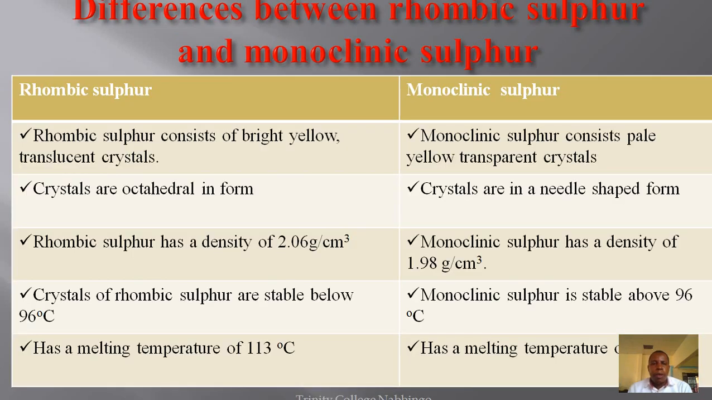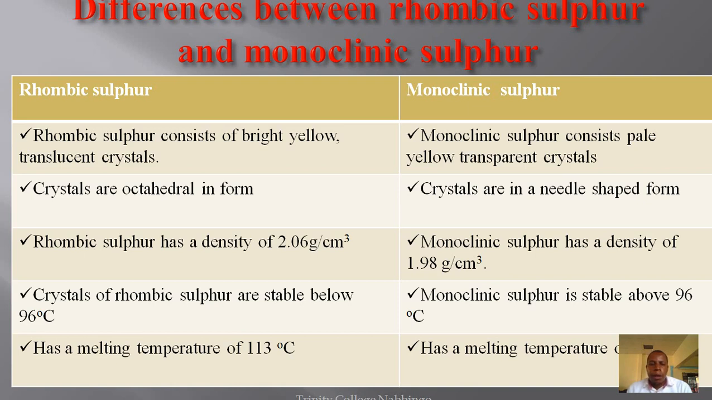So we have been talking about these properties of the different allotropes. So we want to appreciate the differences between these forms of sulfur. Rhombic sulfur appears as bright yellow translucent crystals. Monoclinic, they are pale yellow, transparent crystals. Rhombic sulfur is octahedral, whereas monoclinic is needle-shaped. We have seen those ones. If you look at the density, this is 2.06, the other one is 1.98.